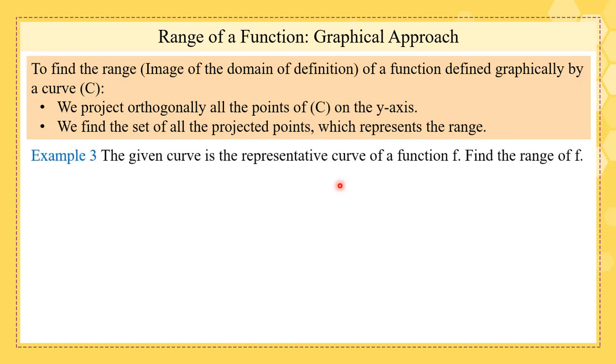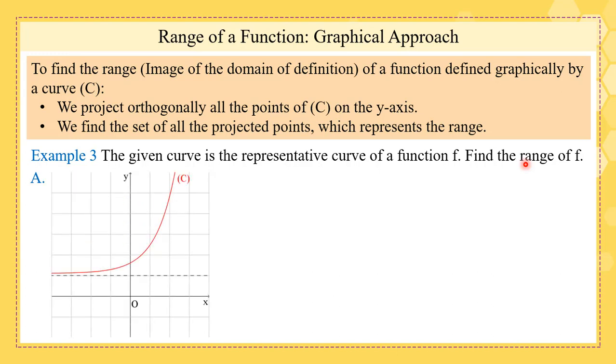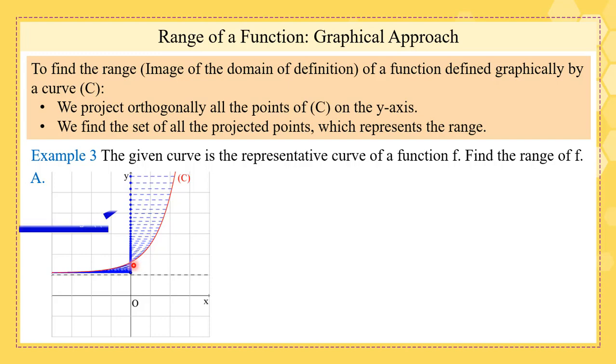We have a given curve of a function f, and we need to find the range of f for the image of the domain of definition. Well, this is the curve that represents f. Project it on the y-axis, and if we project all the points of the curve on the y-axis, we're going to get this blue part. This is the range of f, which is represented by the open interval 1, positive infinity. So it varies from 1 to positive infinity.